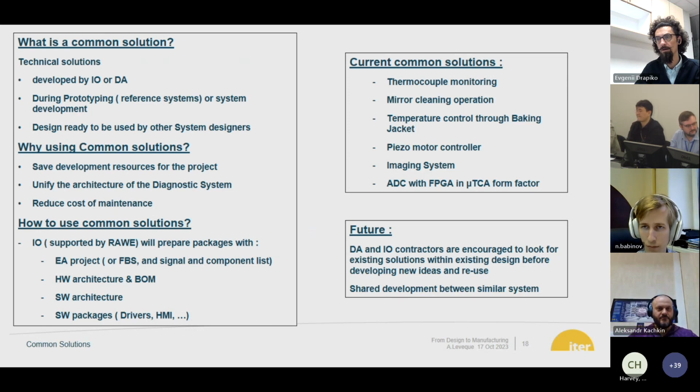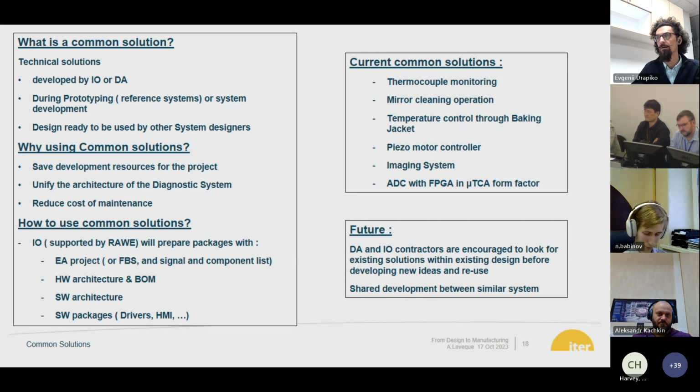And how to use this common solution? So IO will prepare the packages supported by Rave, where we will have the EA project, or sometimes maybe just the FBS and the signal and component list, detailed architecture and BOM, the software architecture, and also the software package that are delivered with the solution.